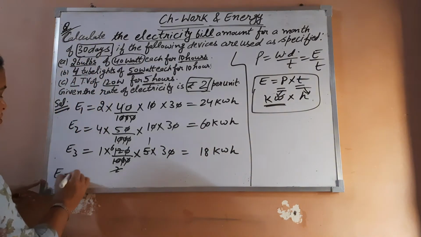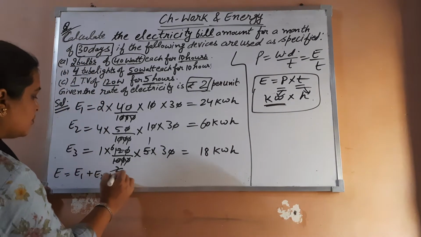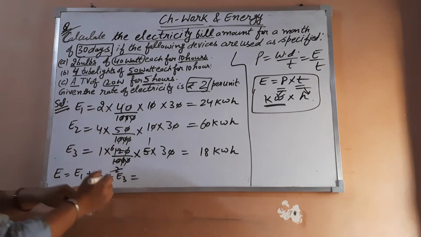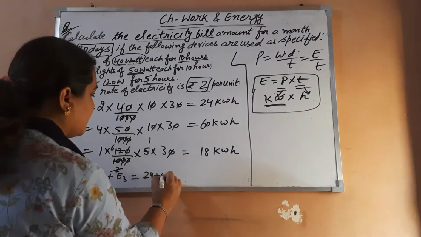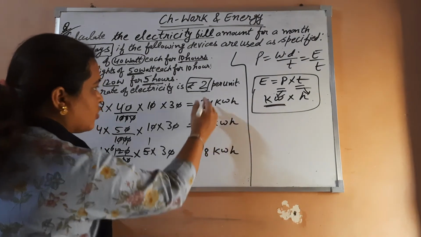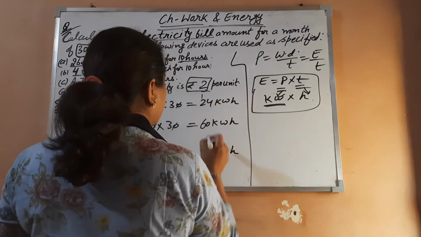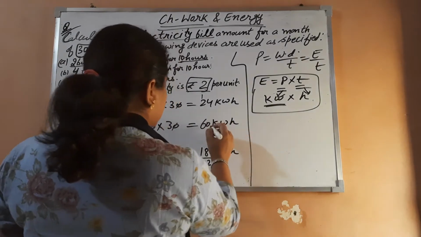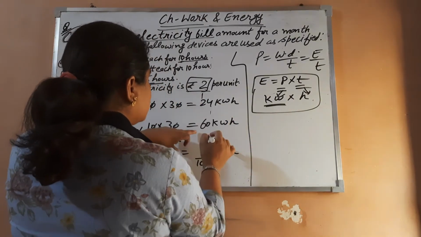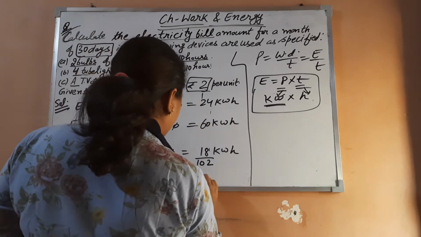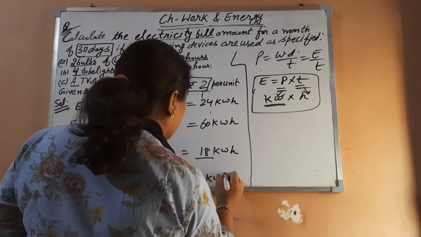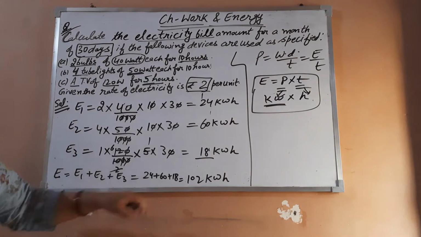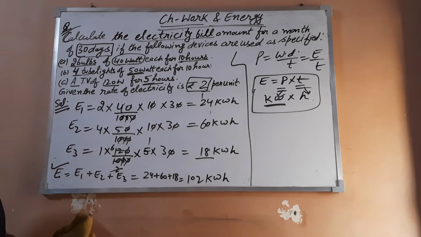Now what is the total energy? E1 plus E2 plus E3. We want the total energy because we want all the appliances together. So it becomes 24 plus 60 plus 18. 8 and 4 are 12, 1, 6 and 2 are 8, 9, 10. So it comes to 102 kilowatt hour. This is the total consumption. But this question is still not over. Till now we have calculated the total energy only.